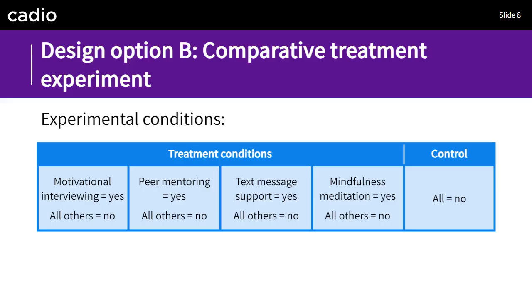There is a condition corresponding to each component plus a control condition in which all the components are set to no. For example, to estimate the effect of motivational interviewing, you would compare the mean of the experimental condition in which motivational interviewing is set to yes to the mean of the control condition. Note that the comparative treatment experiment and other similar experiments are in the ERCT family. This experiment is essentially a 5-arm ERCT.